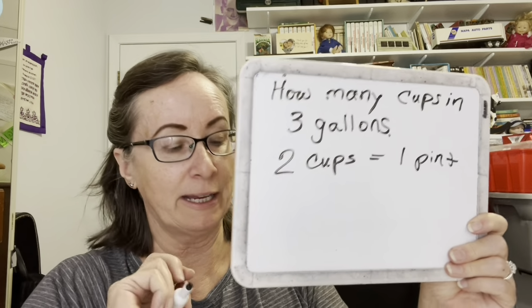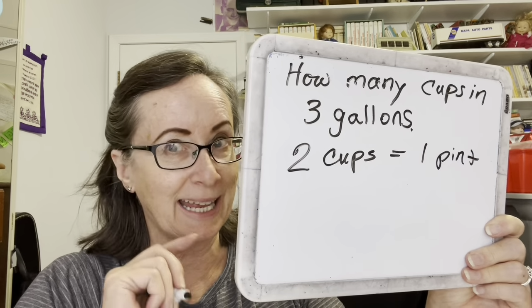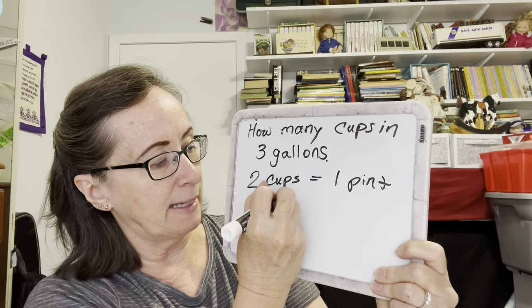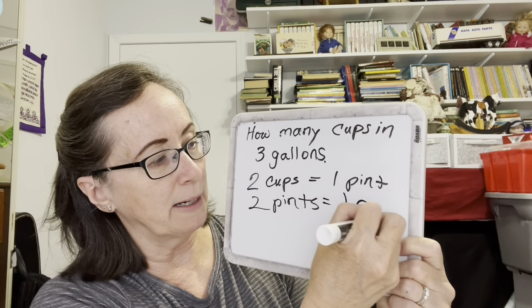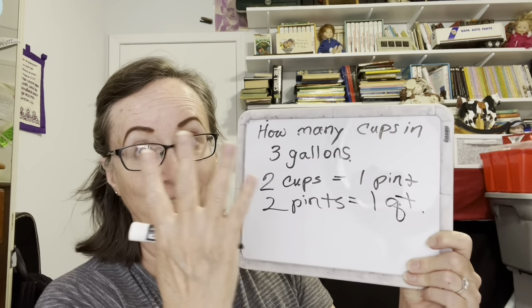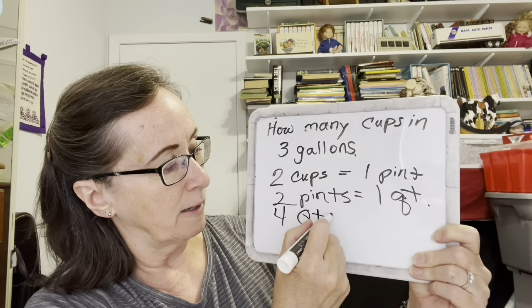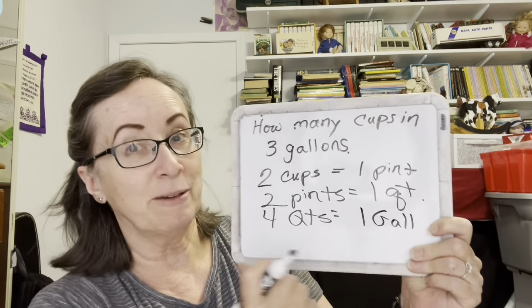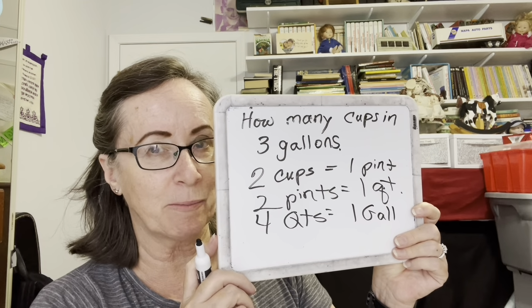I know also from the chart that there are 2 pints in 1 quart. So 2 pints equals 1 quart. Now, what do we know about quarts and gallons? 4 quarts equals 1 gallon. So now, how am I going to use this information to come up with my answer?